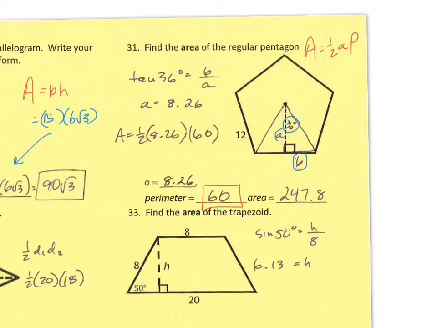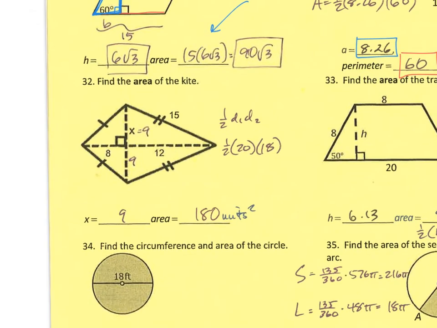This is the opposite. This is the adjacent. So the tan of 36 equals 6 over A. A ends up equaling 8.26. So therefore, 8.26 is the apothem, okay? The perimeter is 60, that's pretty simple. And then the area, I just use that formula, 1/2 apothem times perimeter. You should get 247.8. All right, moving on, more area.